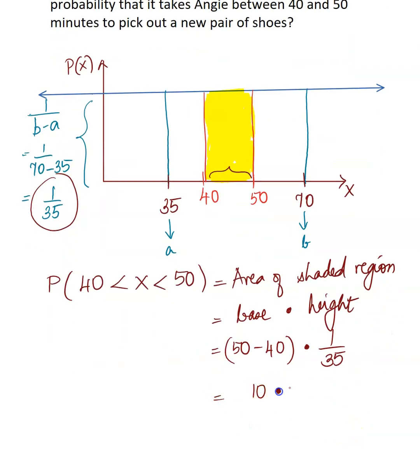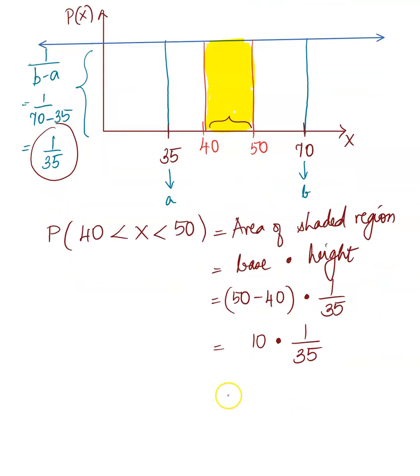Which is 10 times the height. Then reduce it. So we can leave a fraction. The answer is a fraction. It's 2 over 7.